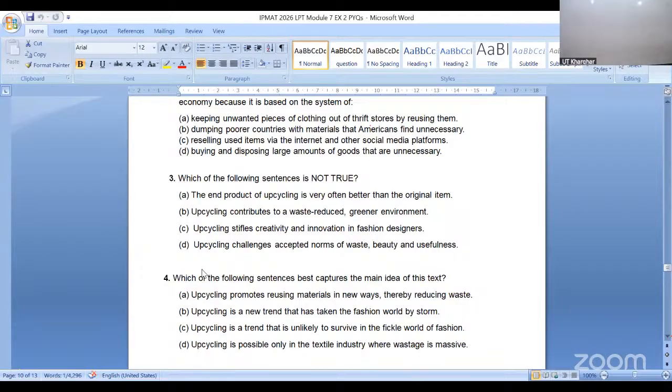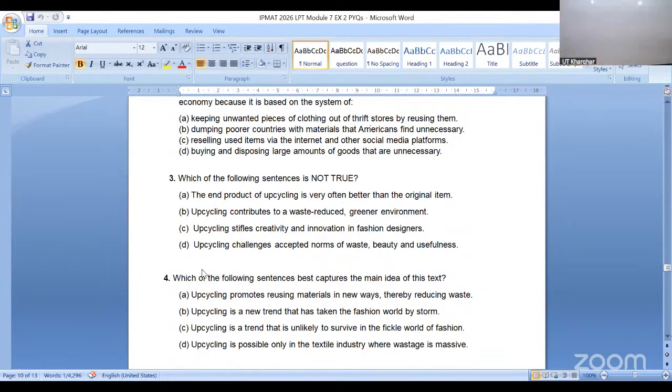If you look at B, upcycling contributes to waste reduction and a greener environment. That is also true. Upcycling stimulates creativity and innovation. It's not talking about stifling creativity or innovation. On the other hand, it's talking about how in upcycling they are constantly thinking of better ideas and making new products, right? So C is the answer. Challenges accepted norms of waste, beauty and usefulness? Of course it does, because the accepted norm is to create new products out of new things. So C is the answer here. Arav, got it? Yes, ma'am.